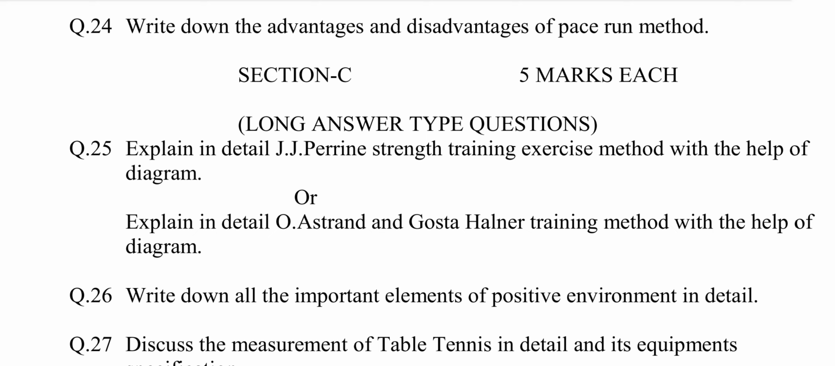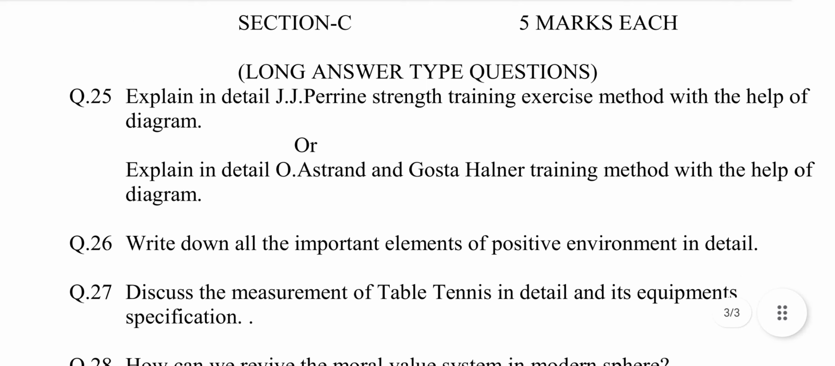Section C. Each question carries 5 marks. Long answer type questions. Explain in detail J.J. Perrin strength training exercise method with the help of diagram. First of all, this question is selected from chapter number 2, Training Methods. The answer may be: first of all, introduction.